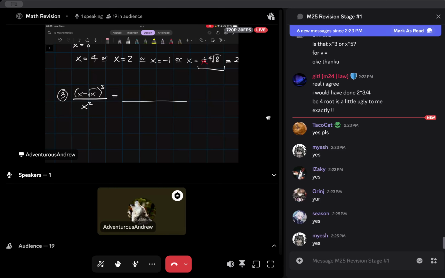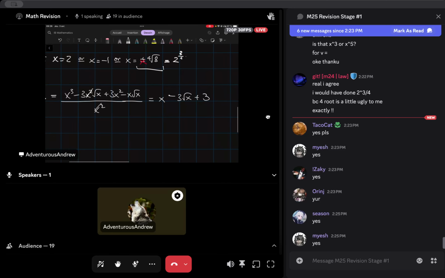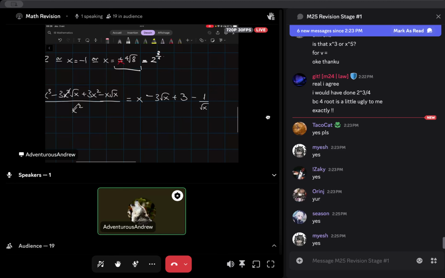You have two options. You can either use the Pascal triangle, or because you've seen this way too many times, you can just write it down. And this is convenient because I asked you to give your final answer in descending powers. x cubed divided by x squared, 3x squared divided by x squared, gone. Third term, 3. Last one, minus 1 over root x.